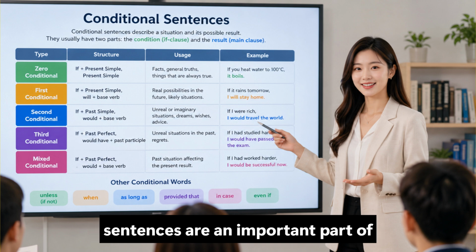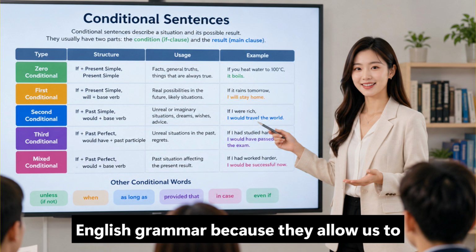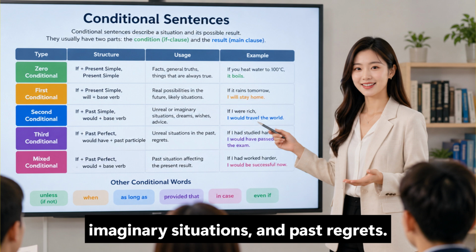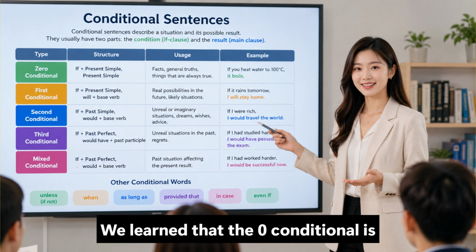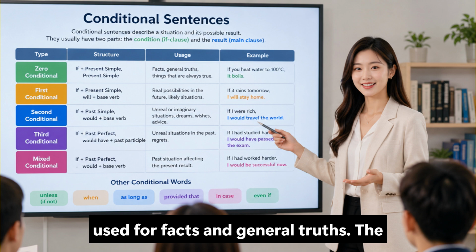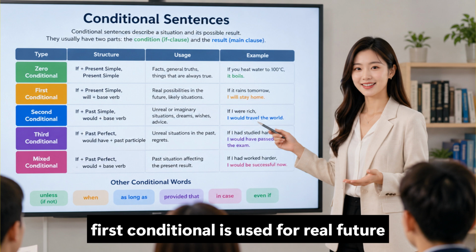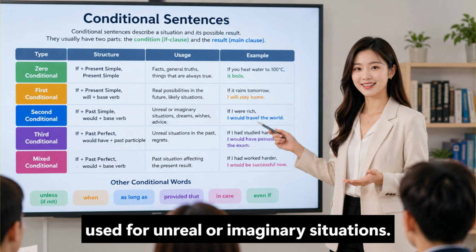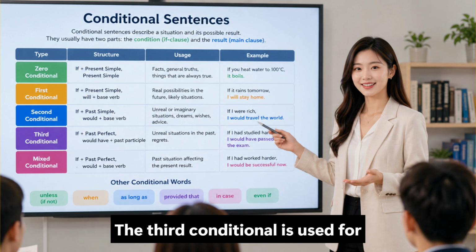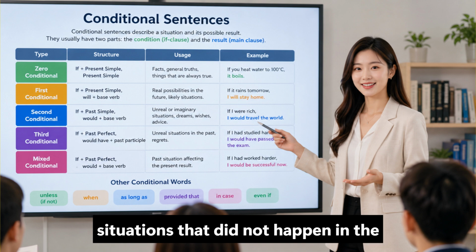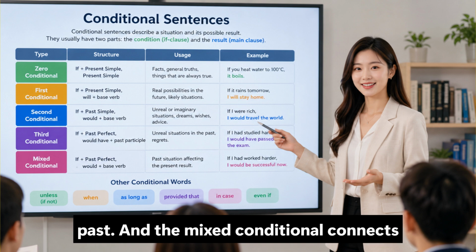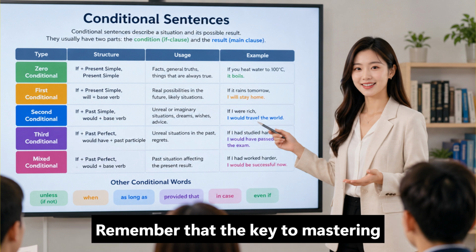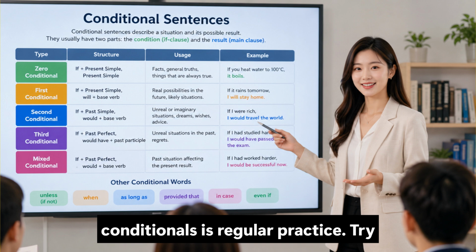To conclude, conditional sentences are an important part of English grammar because they allow us to talk about facts, possibilities, imaginary situations, and past regrets. We learned that the zero conditional is used for facts and general truths. The first conditional is used for real future possibilities. The second conditional is used for unreal or imaginary situations. The third conditional is used for situations that did not happen in the past, and the mixed conditional connects past situations with present results. Remember that the key to mastering conditionals is regular practice.